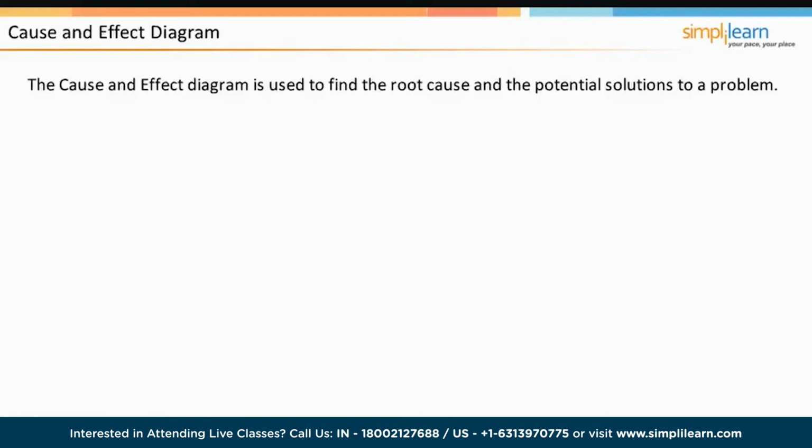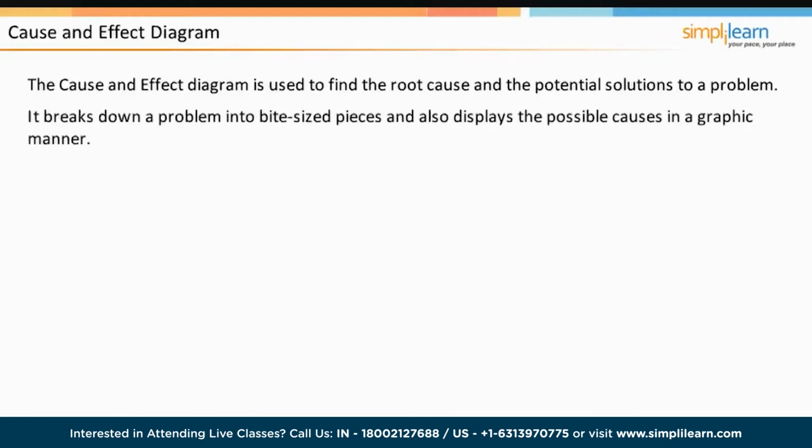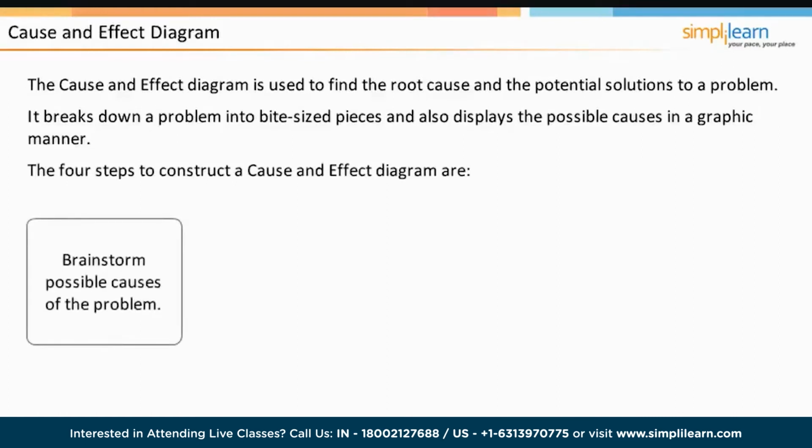A cause and effect diagram breaks down a problem into bite-sized pieces and also displays the possible causes in a graphic manner. It is also known as the fishbone, the 4M, or the Ishikawa diagram. It is commonly used to examine effects or problems to find out the possible causes and to indicate the possible areas to collect data.